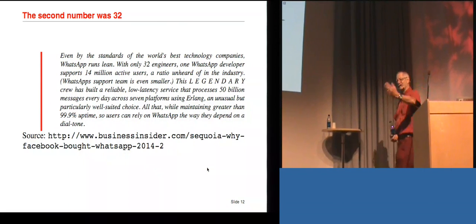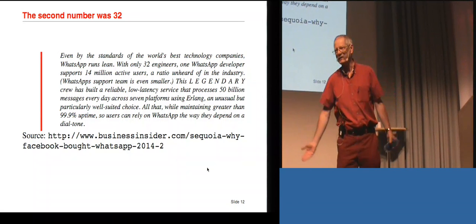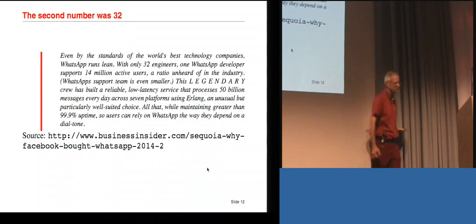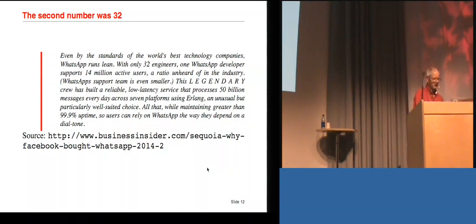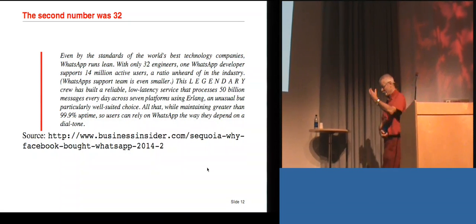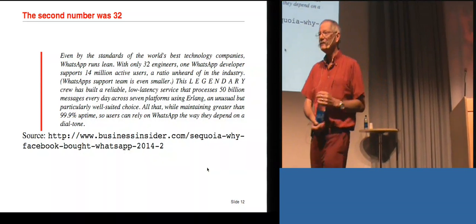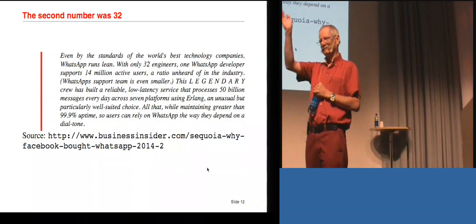They've done a silly thing. They divided the number of users by the number of developers, which I've never seen as a way of measuring the efficiency of a software company. This is legendary. You see, they think that's pretty good. You have 32 people who have written this stuff. Actually, only 10 of them were Erlang programmers. The rest were doing other stuff.